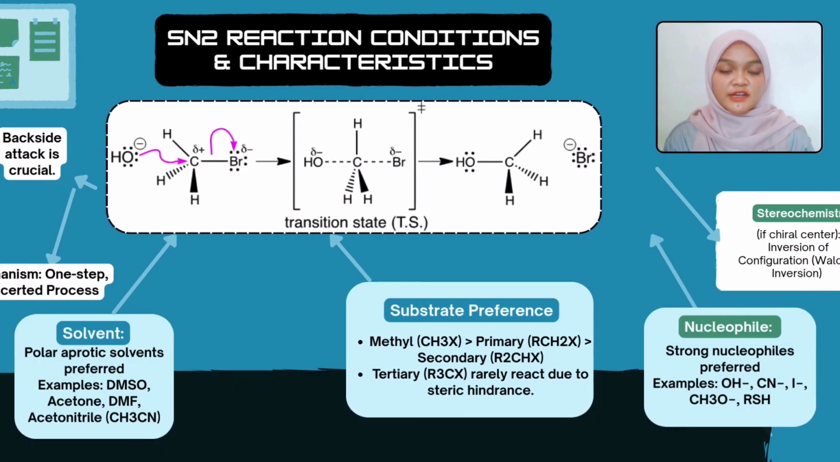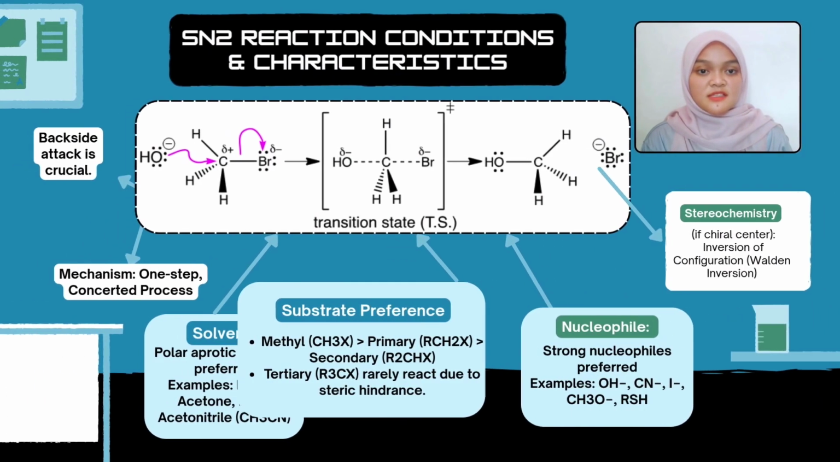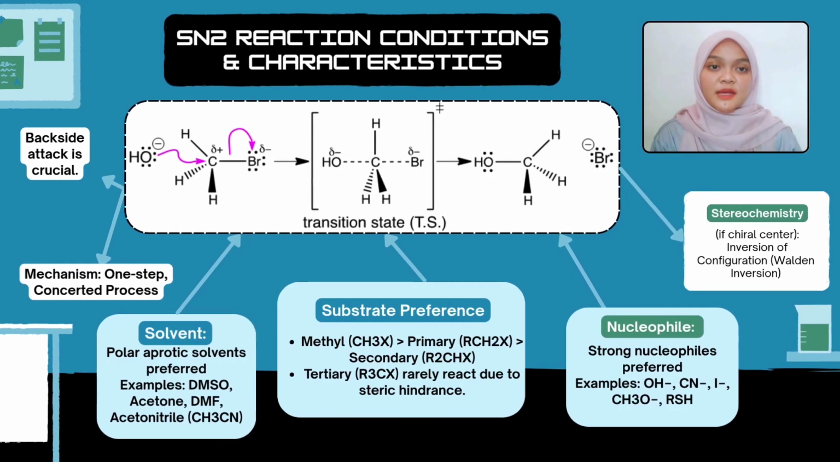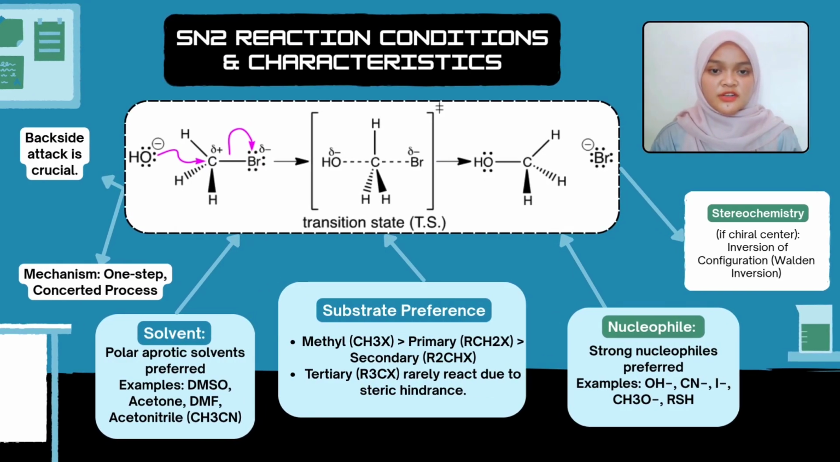SN2 reaction conditions and characteristics. First of all, for the starting material, the substrate preference is methyl halide, primary halide, secondary halide, and tertiary halide, but the tertiary one rarely reacts due to steric hindrance. For the nucleophile, a strong nucleophile is favored, such as OH-, CN-, CH3O-, RSH, and so on. For the solvent, polar aprotic solvents are preferred, like DMSO, acetone, DMF, acetonitrile, and many more. For stereochemistry, if the starting material is a chiral center, inversion of configuration will happen, which is the Walden inversion.